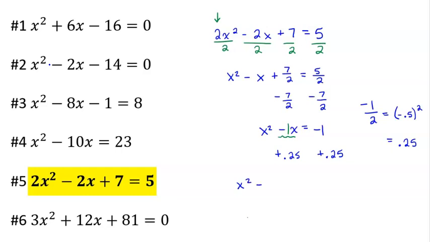X squared minus x plus 0.25 equals, and then -1 plus a quarter is going to be -0.75 here. And then from here, we're just going to treat this the same way that we've been treating it. So you're still going to do your shortcut. You're going to treat this just like any other number, so don't worry.